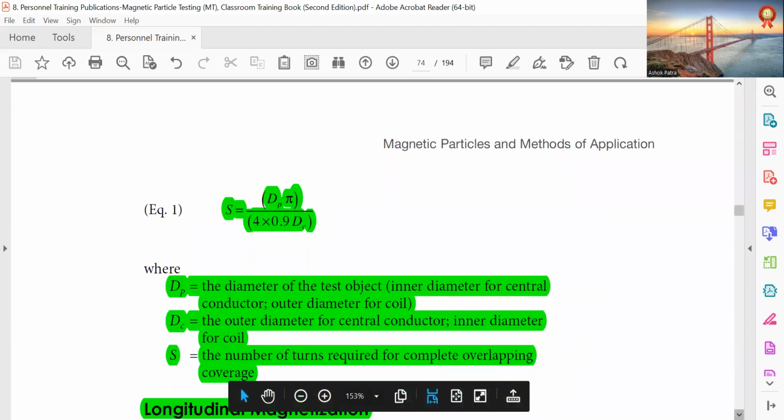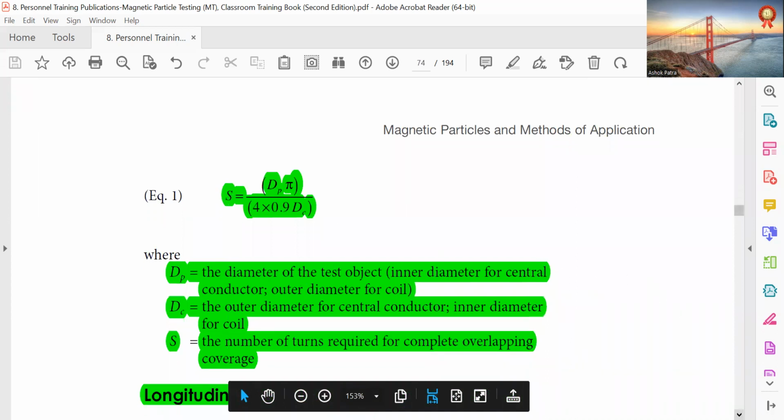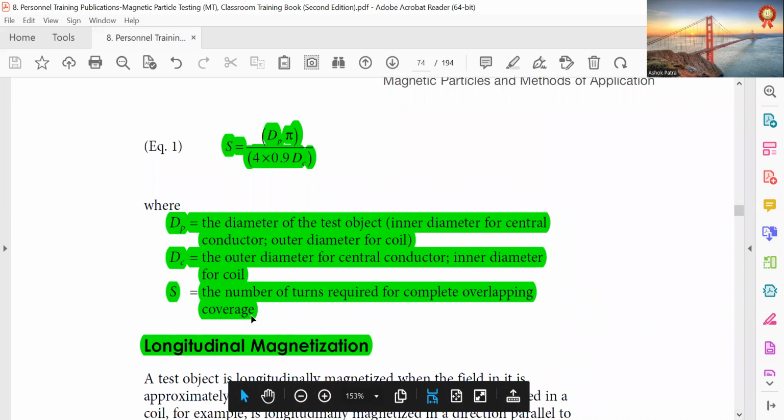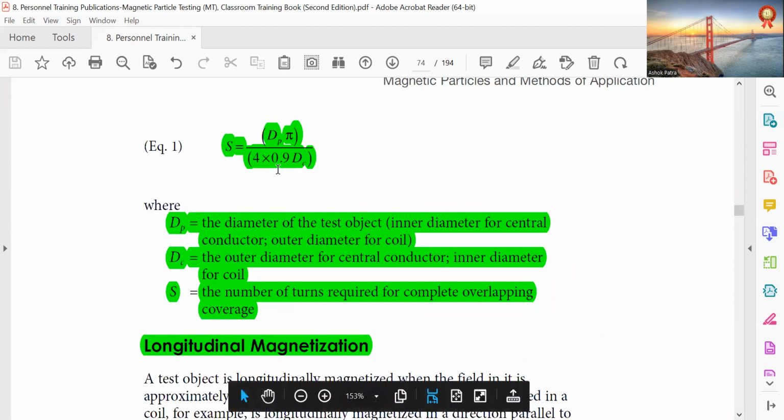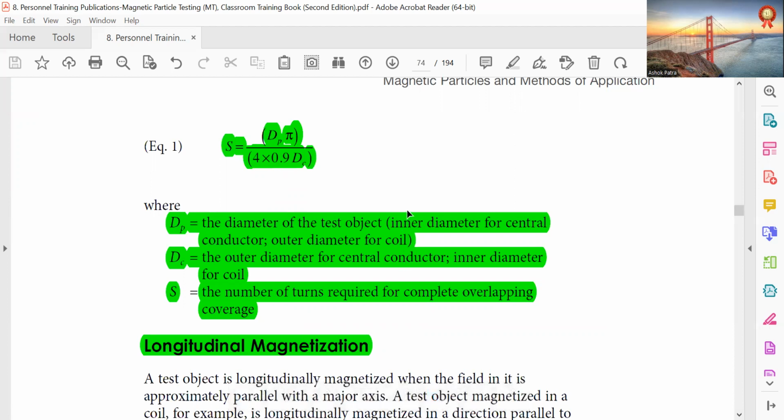If it is a very big size, S is the number of turns required to complete overlapping of coverage. Only pi D by 4 is enough, but here they increase it. So the inner diameter of the central conductor is d. If you are taking the central conductor, it is the central conductor. You take the outer diameter of the coil, or the inner diameter of the central conductor by the outer diameter of the central conductor, 0.9 dc, or the outer diameter of the coil by the inner diameter of the coil.